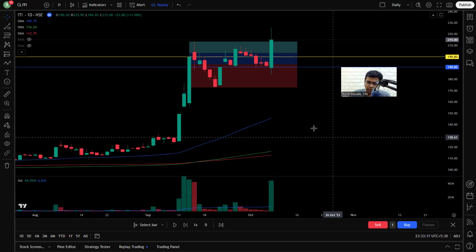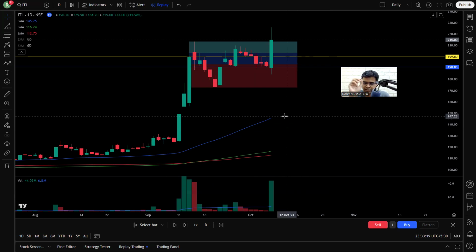So, what is the negative about the base? The negative is the yellow line is in the blue zone, but the gray dotted line, which is the closing price of the latest candle, is in the red zone. That's the only negative point about the base.